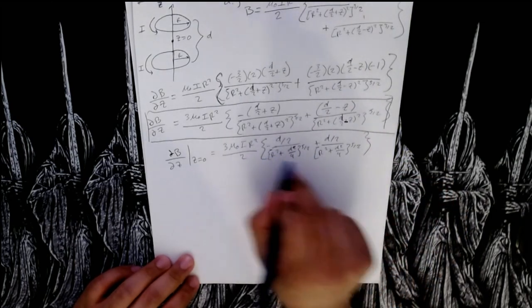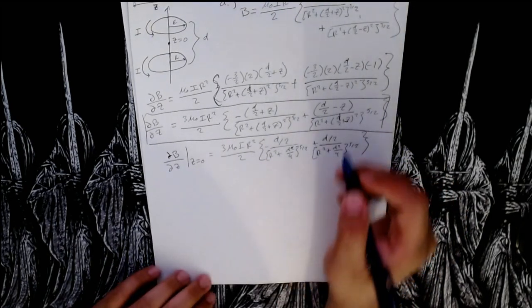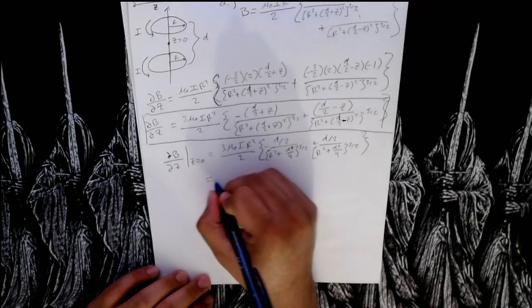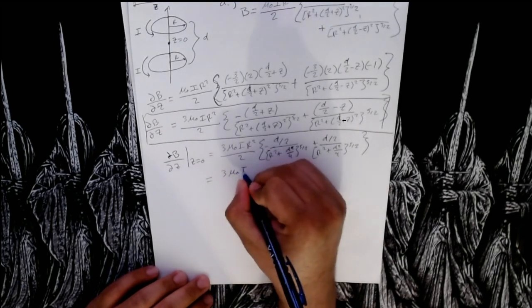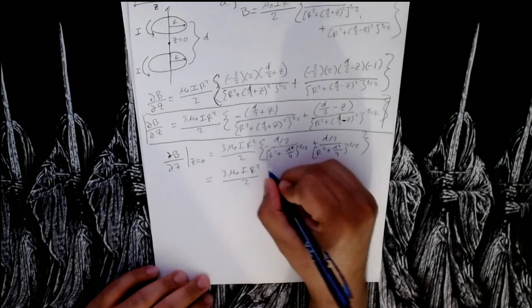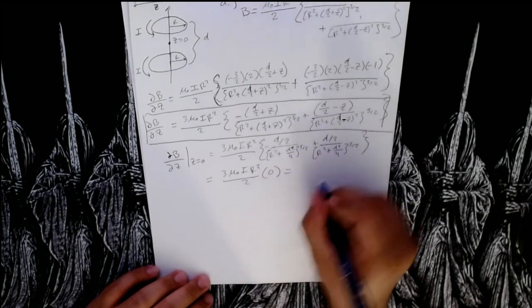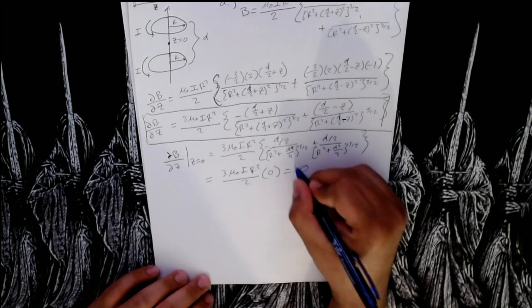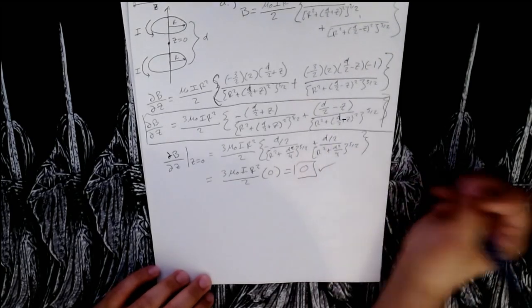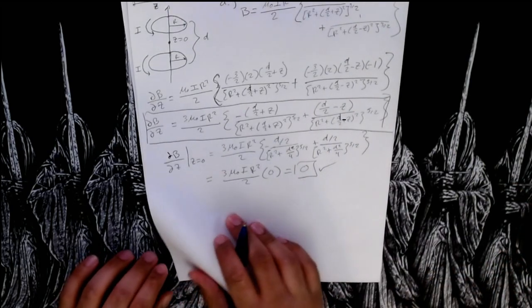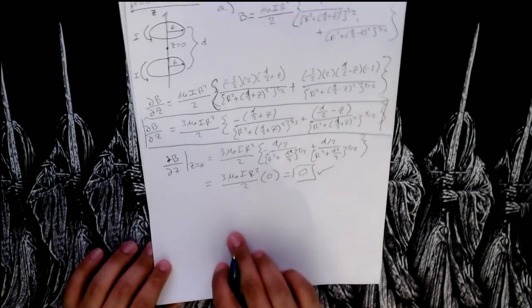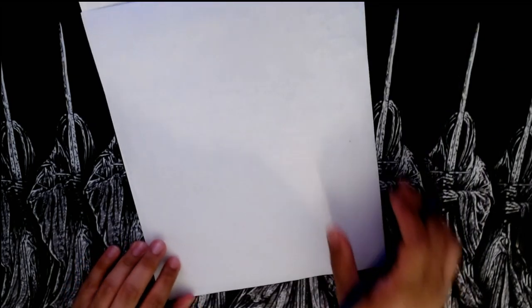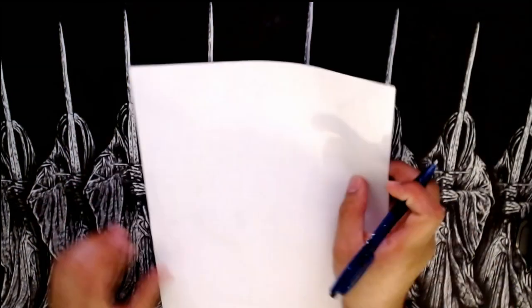Alright, these two are going to cancel out. You'll just have 0. So 3 mu naught I r squared over 2 times 0. And as you can see, we get 0. Works out. And that was part A. Let's see. Part B.